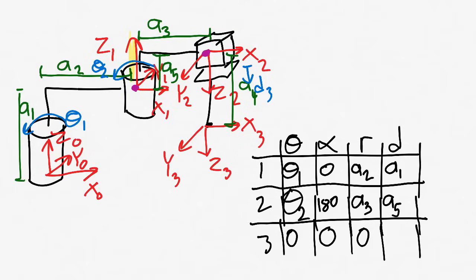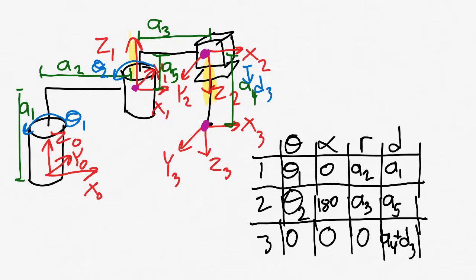Lastly, let's do D for the third row. Here we're going to look for the distance between frame 2 and frame 3 in the Zn-1 direction, which here is the Z2 direction. The distance here is a little bit tricky because we have both a link length and also a joint variable. The distance here is A4 plus D3.